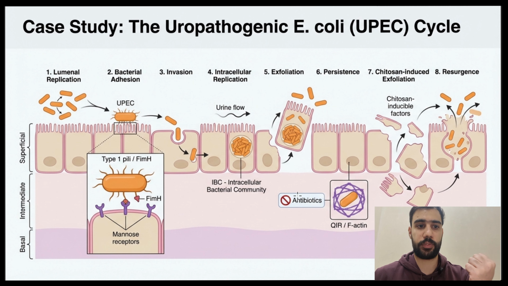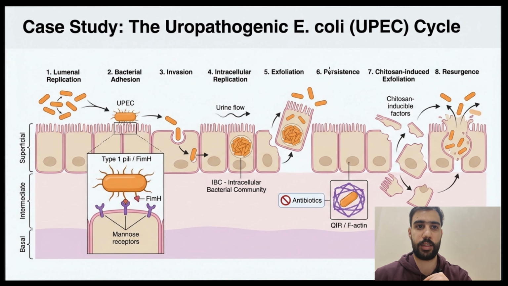We have a different type of exfoliation that is chitosan induced, which means that when the bacteria is inside the cell and it feels the attack of the immune system or antibiotics, it will have F-actins around it to engulf it. Then when we have this exfoliation, the intracellular bacterial community can burst and we will have resurgence of the infection once again. This can happen in two steps. The first step is the first infection, we take antibiotics, we have dormant E. coli, then we have the second phase with the resurgence.